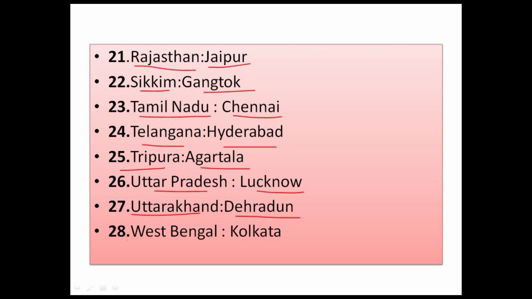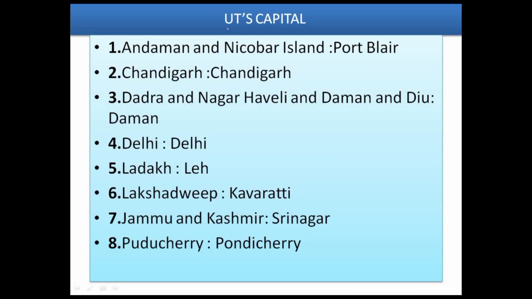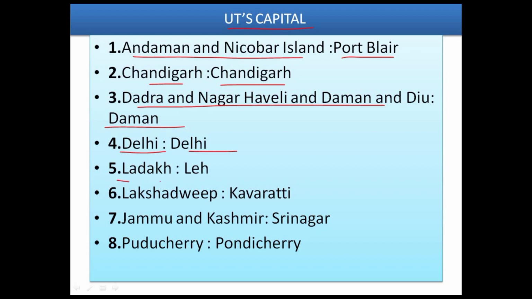Now we can go to the UT capitals. Andaman and Nicobar, Port Blair. Chandigarh itself, Chandigarh only. Dadra and Nagar Haveli and Daman and Diu, Daman is its capital city. Delhi, only Delhi. Ladakh, Leh. Lakshadweep, Kavaratti. Jammu and Kashmir, Srinagar. Puducherry, also called Pondicherry.